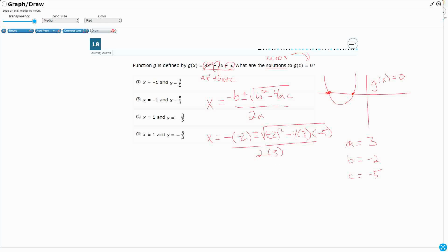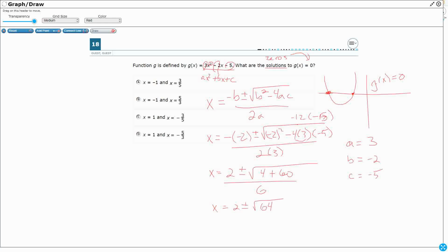All right, simplification time. Let's just deal with each of these multiplications and that exponent. So negative negative 2 is going to end up being just 2 plus or minus the square root of negative 2 squared, which is 4, minus, now I've got a negative 4 times 3, right? So let's put a negative 12 up there. And then negative 12 times the negative 5 is actually going to be a positive 60. So we'll do a 60 over 2 times 3 is 6. So when we really think about it, we've got 2 plus or minus the square root of 64.